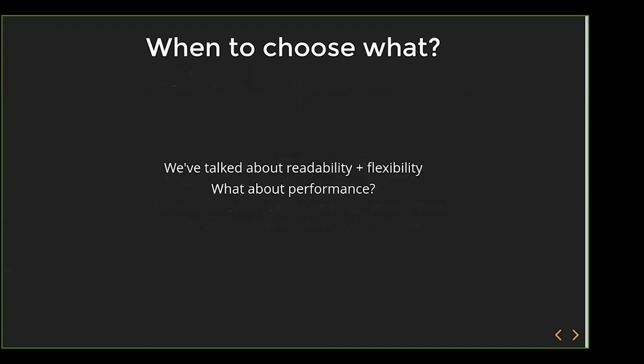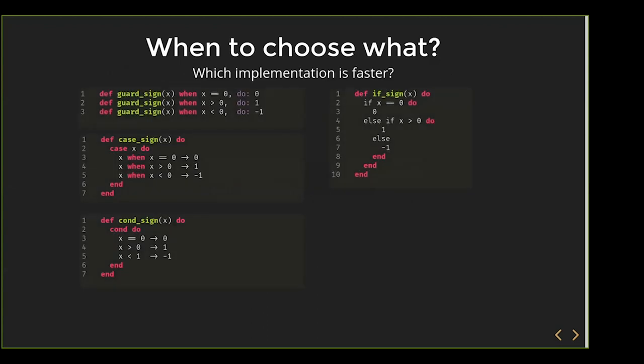So we've now looked at case, cond, and if, as well as functions with multiple clauses. And we need to talk a bit more about, okay, when should we choose one of these implementations over the other? We've already talked a little bit about readability and flexibility of these different ideas. However, what about efficiency exactly? Now, here are 4 ways of implementing the sign function using one of these abstractions every time. And my question to you is now, think for a minute about which one of these implementations you would expect to be faster than the others.